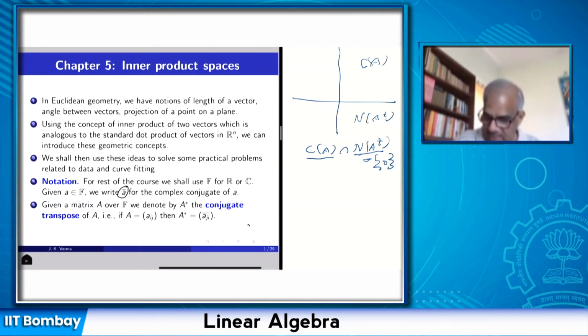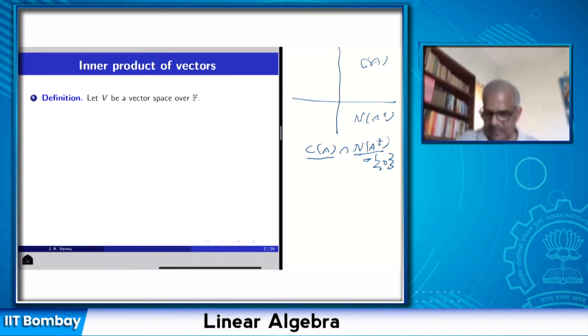Okay, and if I have a matrix A where the entries of the matrix are taken from this field, which can be real or complex, by A star we mean the conjugate transpose. So if A is equal to Aij, then A star is obtained by taking the transpose and then taking the complex conjugate of every entry in the matrix. First take the transpose and then take the complex conjugate of every entry, and this is called the conjugate transpose of a given matrix.